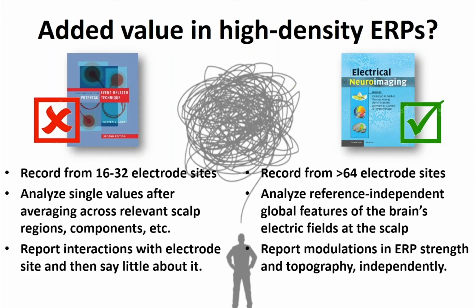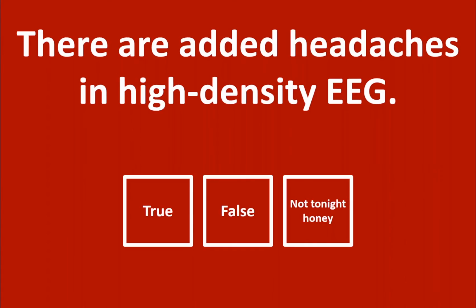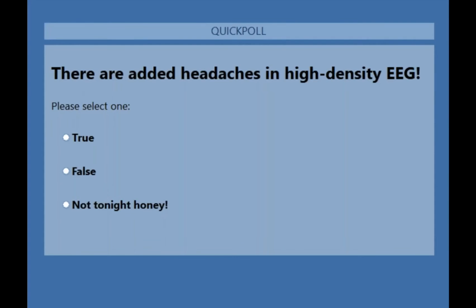So this is the advice out there, but what does that mean? How do you actually do this? So this might tempt one to think that there are added headaches in high density EEG. Now, again, poll question to you, is this true? Is this false, or not tonight, honey?